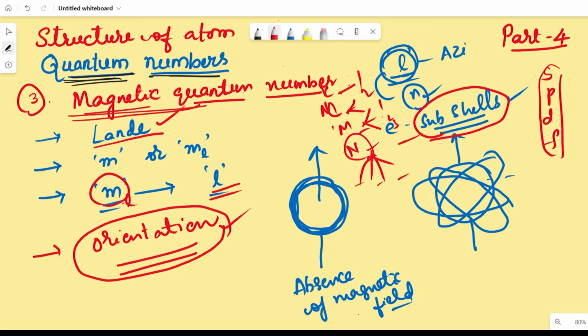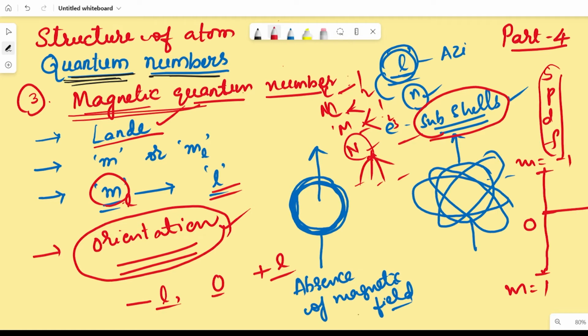The magnetic quantum number values extend from minus l to plus l. For example, if m is equal to 1, m is equal to minus 1, 0, plus 1, so the orientation will be in 3 directions. That is why here the magnetic quantum number has 3 values: minus value, 0, plus value, which means its values extend from minus l to plus l.